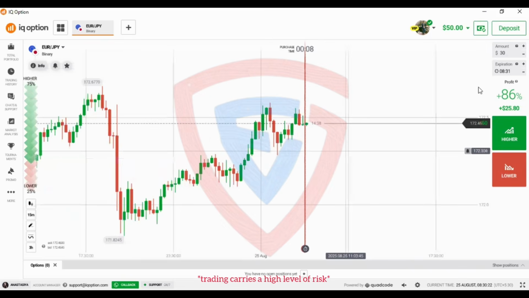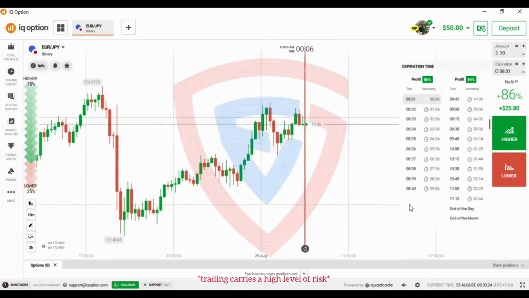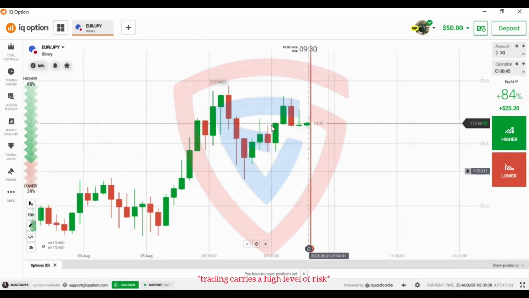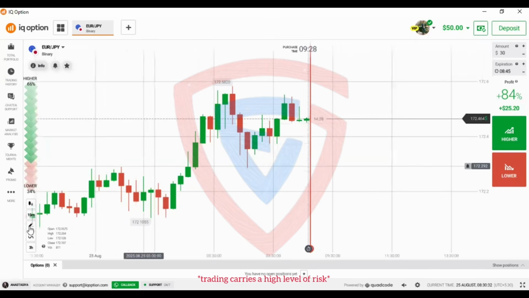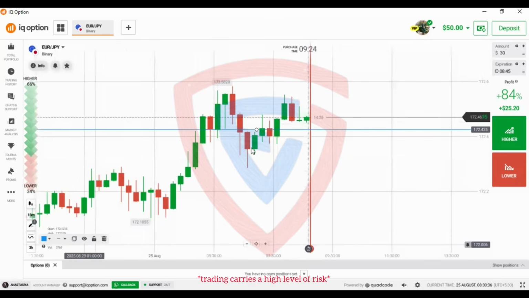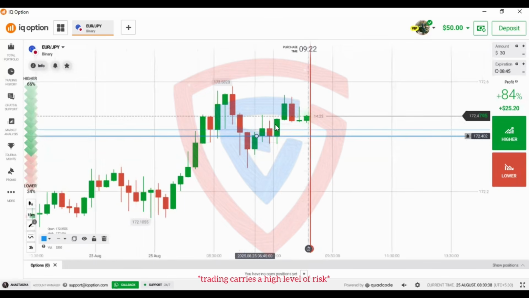So this candlestick will close at 8:45. So here there is a level. I will show you. So this whole area is a level. This whole area is a level.